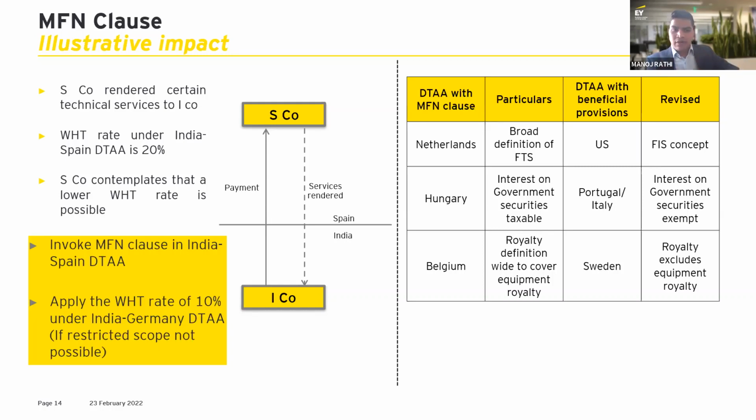Assuming, despite importing a favorable treaty language into India-Spain, you still find this income to be taxable, but because the treaty rate is 20%, then the next choice would be to bring in a lower rate from another treaty, and that is what this illustration really shows on the left hand side. Then on the right hand side, what you see is some more popular use cases.